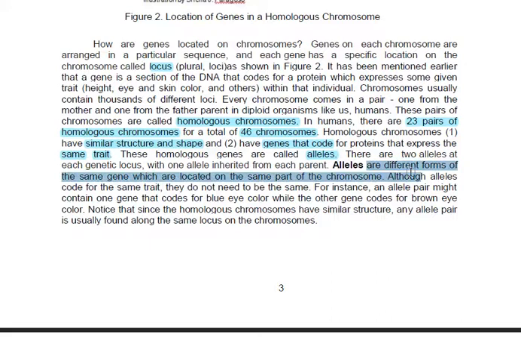So alleles are different forms of the same gene which are located on the same part of the chromosomes. Alleles code for the same trait but they do not need to be the same. For instance, blue eyes or brown eyes. An allele pair might contain one gene that codes for blue eyes and the other gene for brown eyes. Notice that since homologous chromosomes have similar structure, any allele pair is usually found along the same locus on the chromosomes. So, they have the same location.